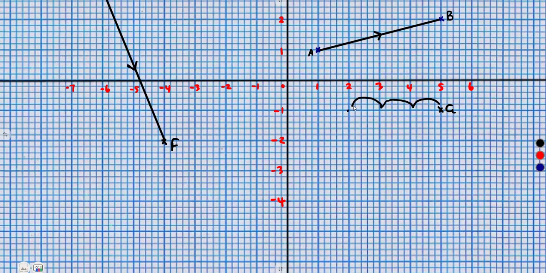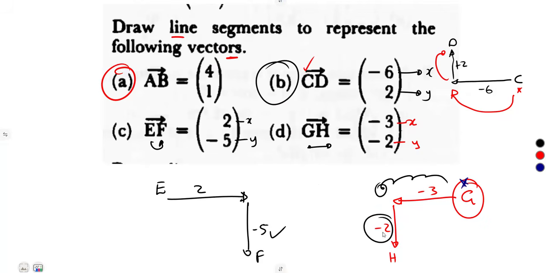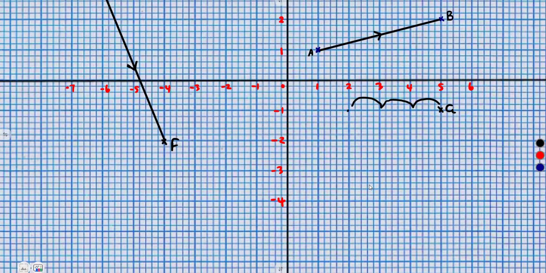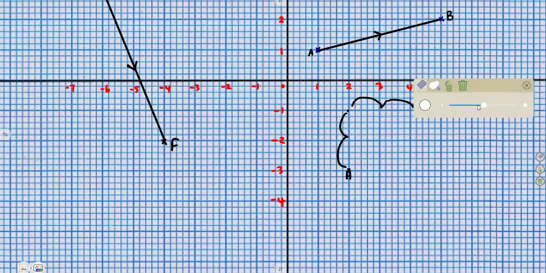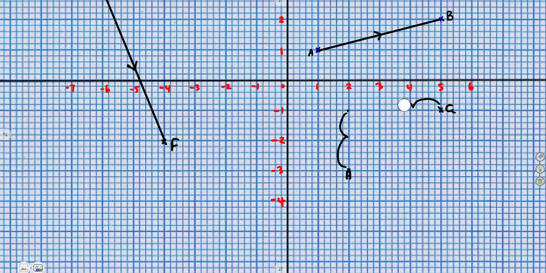So from here, how many units? 2 units going down. So we're going to count 2 units going down. That's 1, 2. So that's it. This is where our point H is going to be. Then we can simply join the two, G and what? G and H, to have our vector. So that's our vector GH.